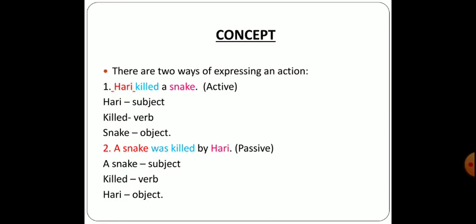Yes, Hari, which is written as the subject at first in the active sentence, has been changed in the passive one and becomes the object. And the snake, which is the object in the active sentence, becomes the subject when we change into passive. Now, one more thing you are supposed to remember is that whenever we change into passive form, by is compulsory to use. If you forget using by, then your sentence would be incorrect. It is necessary to put by.